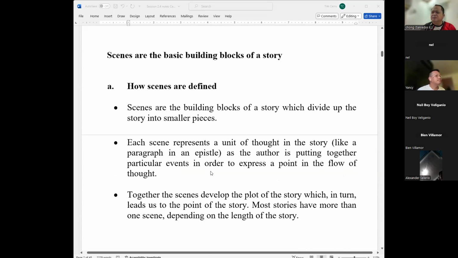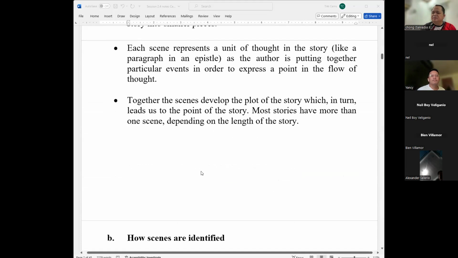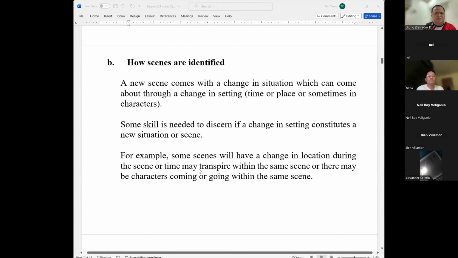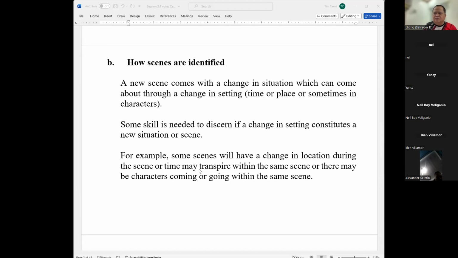Remember, scenes are like the building blocks of the story. Each scene represents a unit of thought, as I just mentioned, and together they develop the plot of the story. Now, how is a scene identified? How do we distinguish each scene within a story?